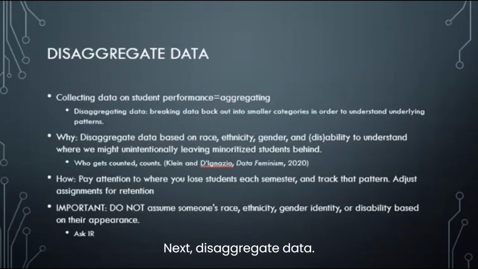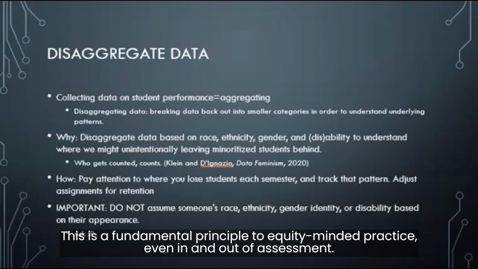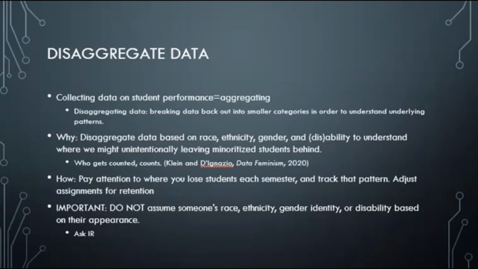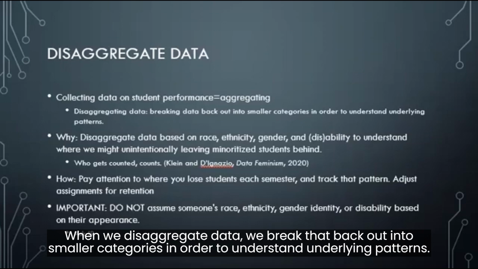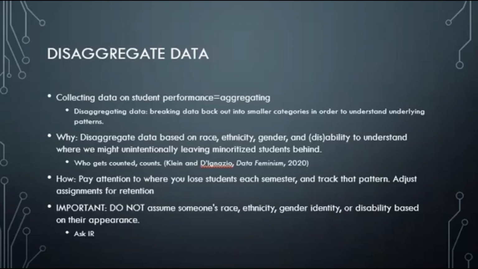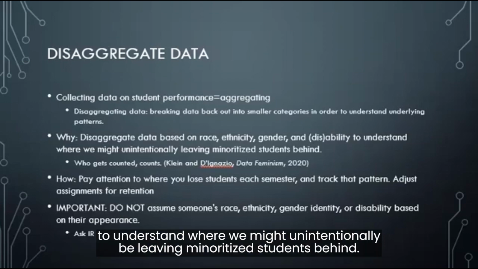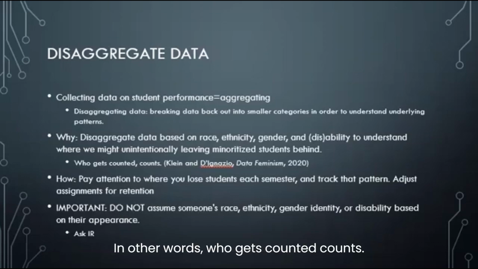Next, disaggregate data. This is a fundamental principle to equity-minded practice, even in and out of assessment. When we collect data on student performance, we are aggregating it, we're collecting it. When we disaggregate data, we break that back out into smaller categories in order to understand underlying patterns. We disaggregate data based on race, ethnicity, gender, and disability to understand where we might unintentionally be leaving minoritized students behind. In other words, who gets counted counts.